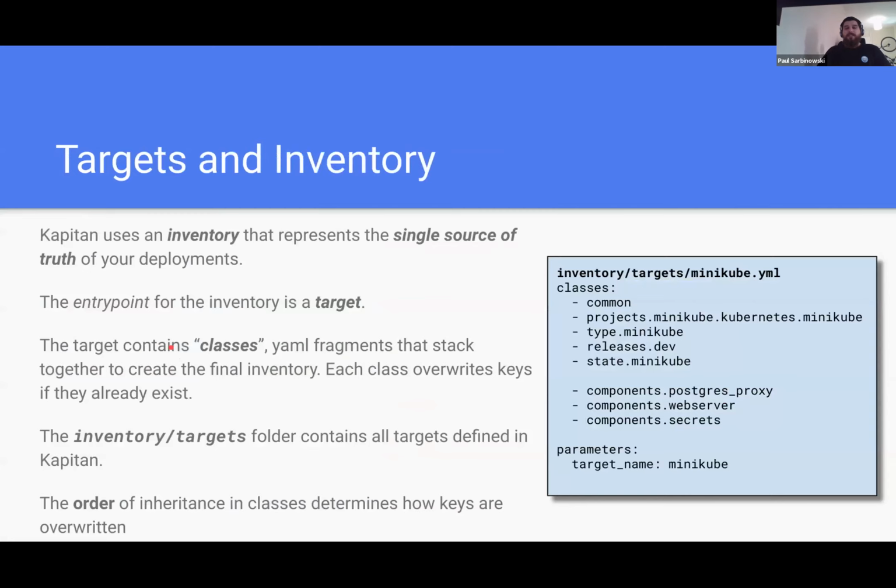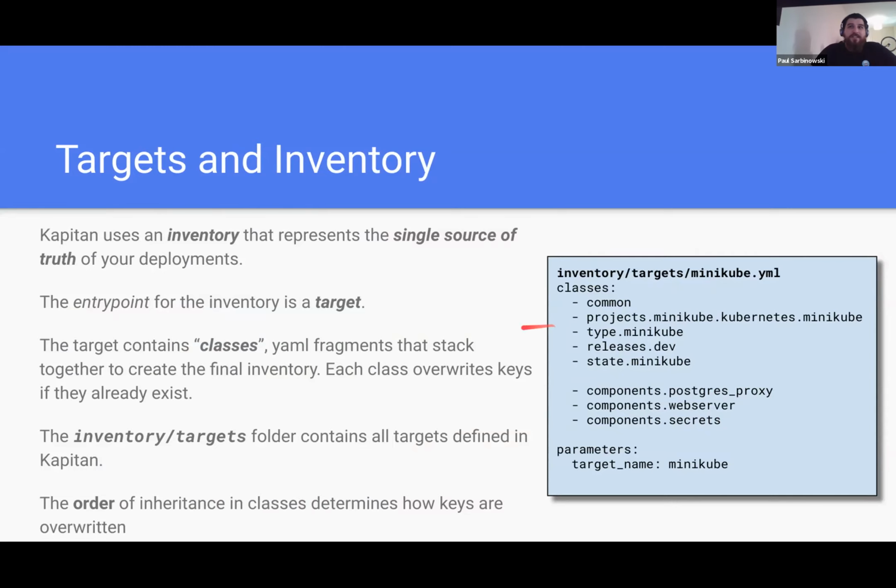So, a deep dive into what these targets and inventory actually are, or how they look. The inventory is meant to be the single source of truth for your deployments, for anything you generate. An inventory example could be like this, sorry, a target example. It inherits some classes, some common attributes, some specific attributes for Minikube, some releases which are related to your dev app, and then some other components, for example, that you want to deploy in this specific Minikube cluster. You might want to deploy a web server and a Postgres proxy as well.